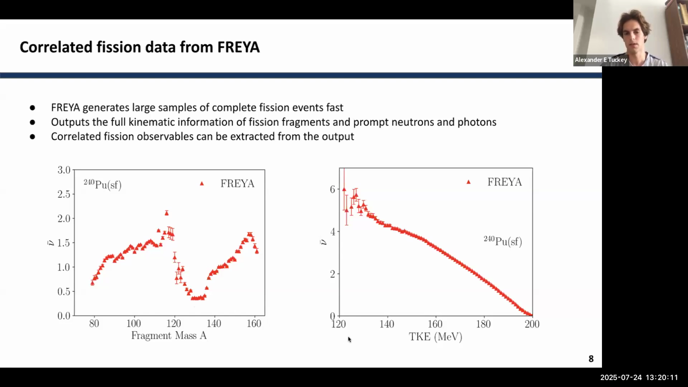Switching over to nu bar as a function of TKE, we see this negative trend. And this can be explained by the fact that the total energy released in fission is this balance between the TKE and the TXE. And so if we're increasing the kinetic energy, that means we're taking away from the total excitation energy. And it's this excitation energy that's available for neutron emission. So therefore, we have fewer neutrons emitted at these higher kinetic energies.